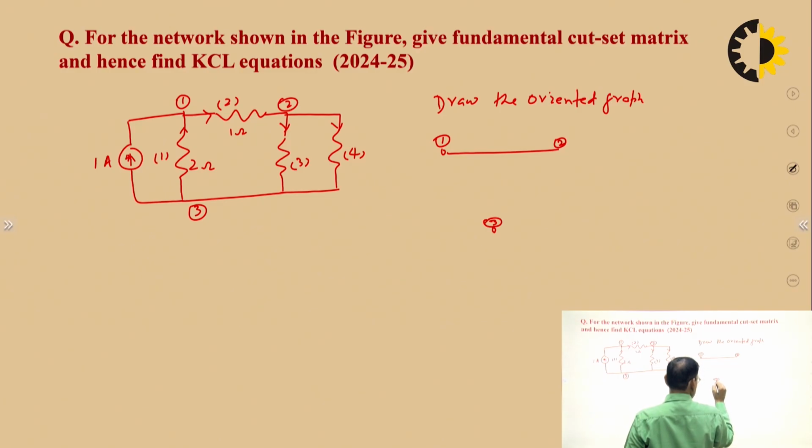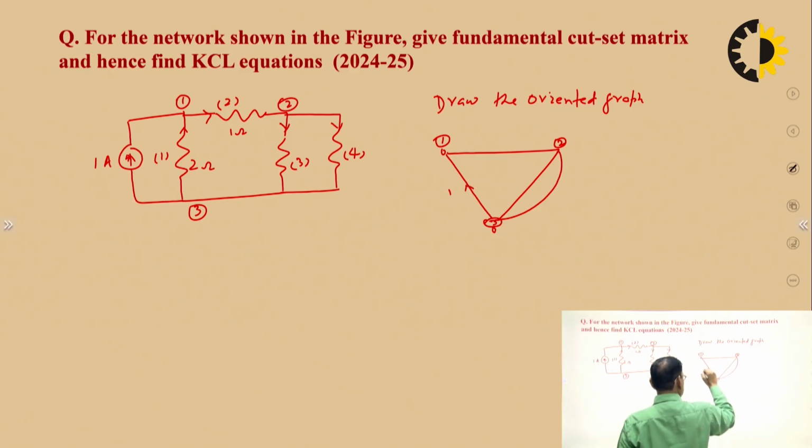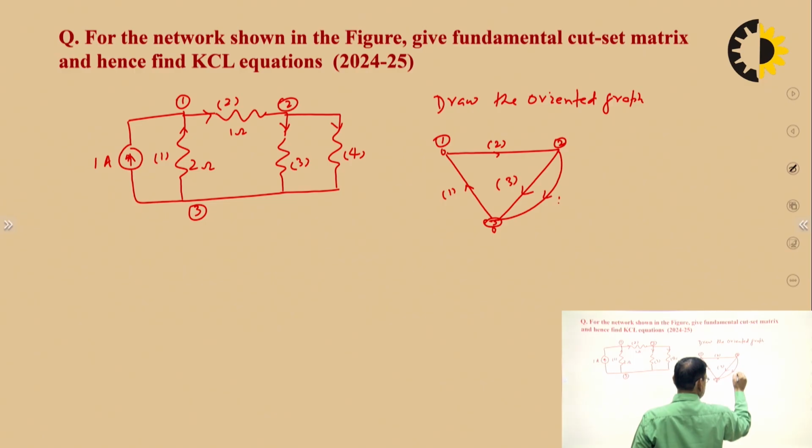Node 3. So 1, 3, then 2, 3, then again one branch. So this is branch number 1 between node 1 and 3, branch number 2 between 1 and 2, branch number 3 between 2 and 3, and branch number 4 between 2 and 3. So branches 3 and 4, they are in parallel. So here it is. Now you have to write the fundamental cut set matrix.